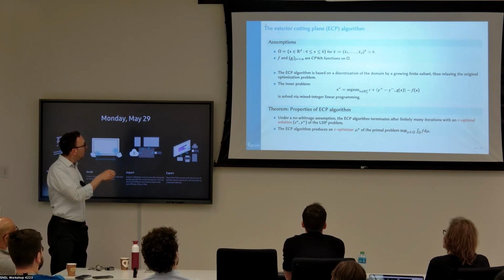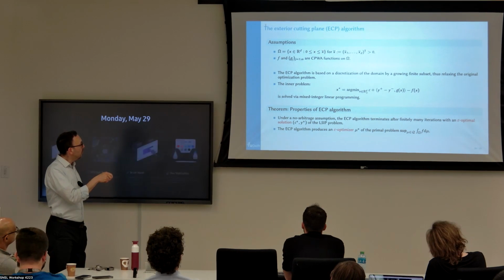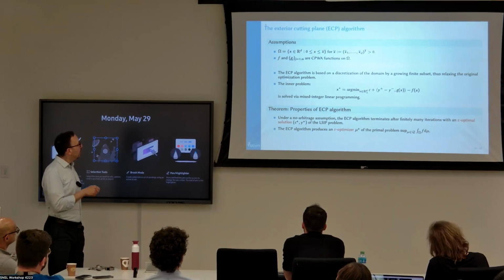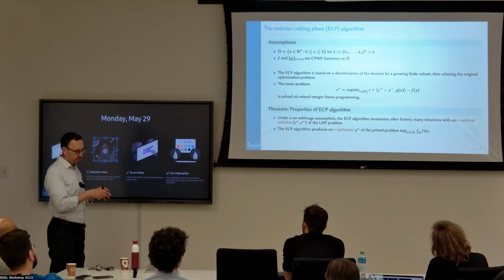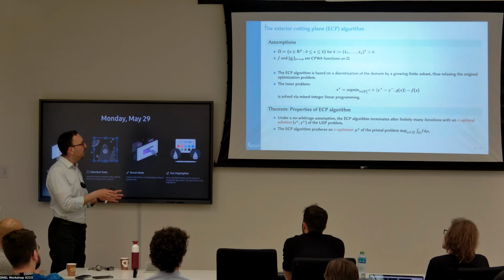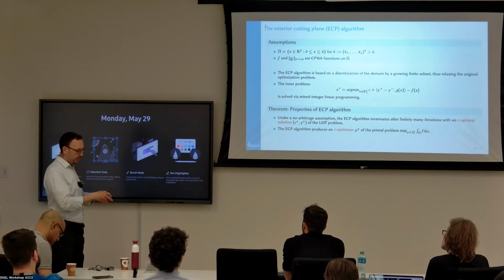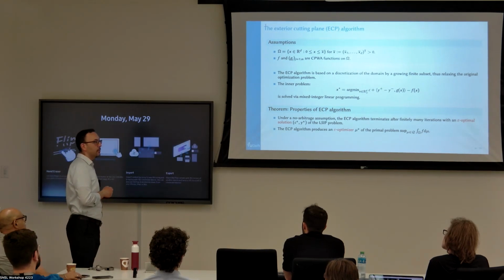The ingredients are that you assume that prices lie in some bounded set omega. You assume that all the functions you take into account are piecewise affine. And then what the algorithm is doing is discretizing the domain by a finite number of subsets, which you then gradually increase. And then you have an inner problem to solve that you solve by mixed integer linear programming.